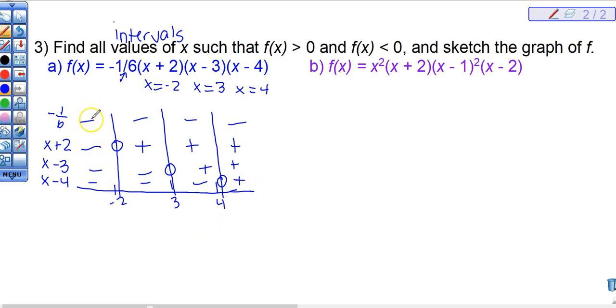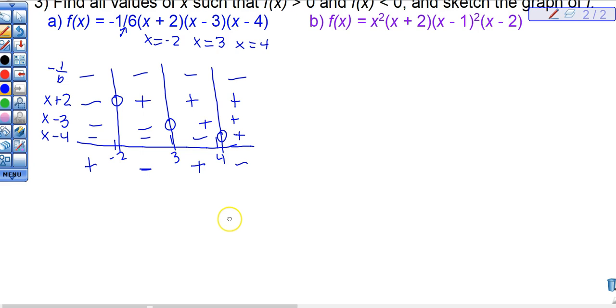So here's what we're going to do. We're going to take all of these outputs and multiply these factors. Negative times negative times negative times negative is going to produce a positive interval. Negative times positive times negative times negative produces a negative interval. Negative times positive times positive times negative is positive. And negative times positive times positive times positive is negative. Okay, so we're going to be sketching this graph.